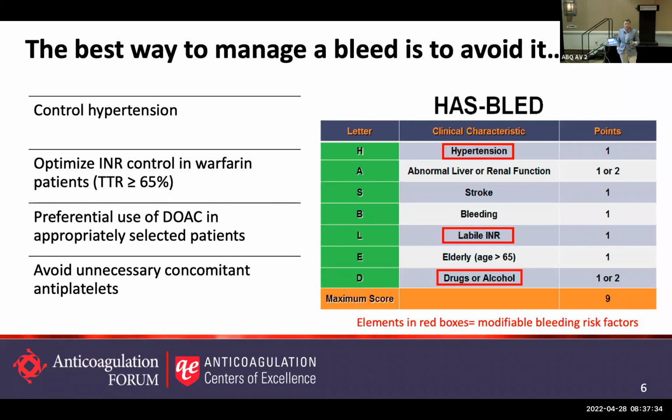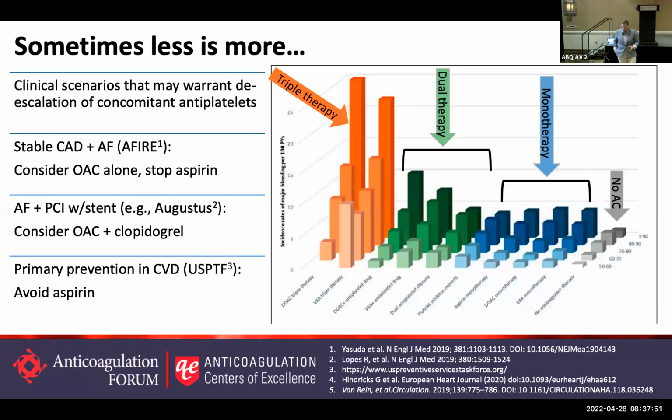And then a huge intervention that each and every one of us in this room should be thinking about with every one of our patients is, are they on unnecessary concomitant antiplatelets? This is a hot area in clinical practice right now with a lot of evolving evidence. This is a really nice pictograph of bleeding with combined therapies. And this is out of a Danish national registry.